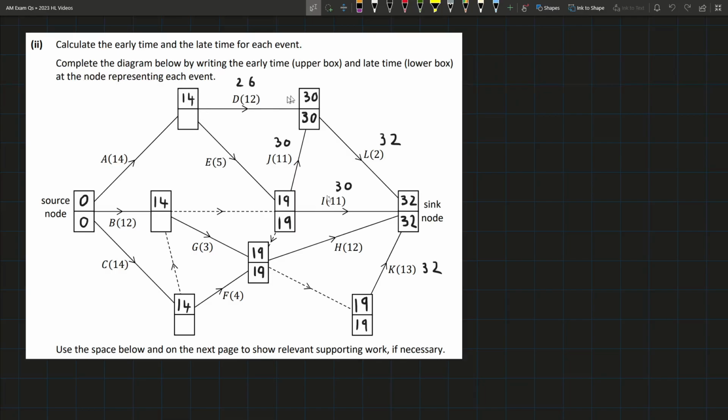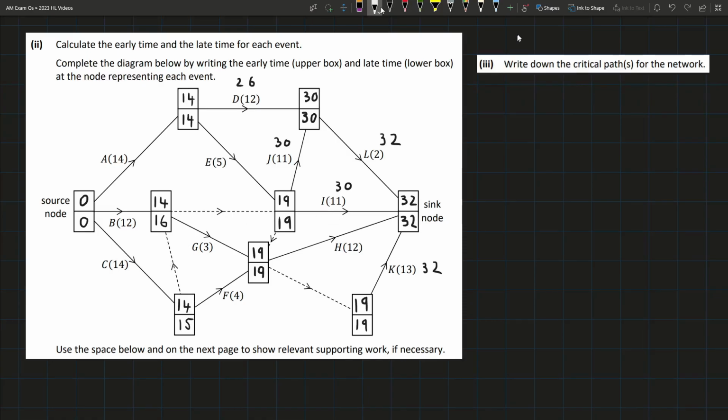Now we can look at this one. We have 30 minus 12, which is 18, or we have 19 minus 5, which is 14, so we're going to have to do 14 because that's the smaller of the two. For this one here, we have either 19, or we have 19 minus 3 is 16, choose the smaller of the two, it's 16. Then finally for this one, we have 19 minus 4 is 15, or we just have 16, we have to choose the smaller one, so it's 15. And there we go, that's the diagram.